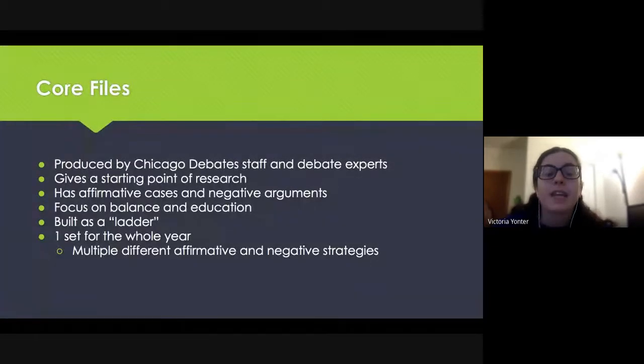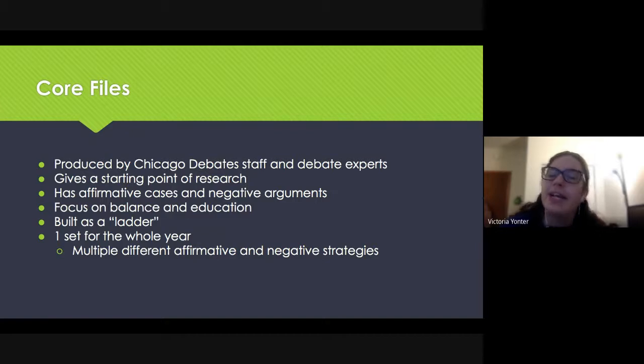Core files. So the core files, we talked some about, I mentioned them, I believe. They're produced by Chicago Debates staff and different debate experts. Last year, I helped a lot with the core files. It was an absolutely wonderful time. I enjoyed it so much. It gives a starting point for research.